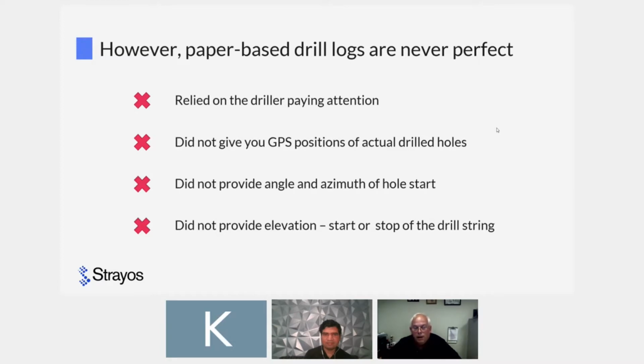With drill logs, it didn't give you a GPS position of the actual drilled holes. It didn't provide the angle and azimuth. Even if you drilled a perfectly vertical hole, there's going to be an angle on it just a little bit because the inclinometer or your bubble is going to be off. And it didn't provide an elevation start or stop of the drill string. A drill log can tell you how deep you drilled, but it didn't tell you where you started and where you ended, according to geological seams or an elevation.